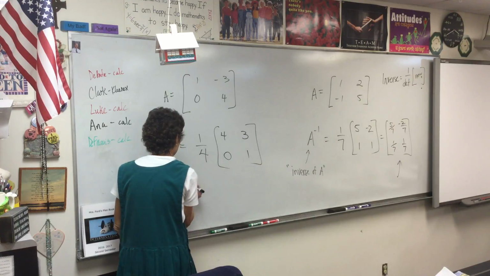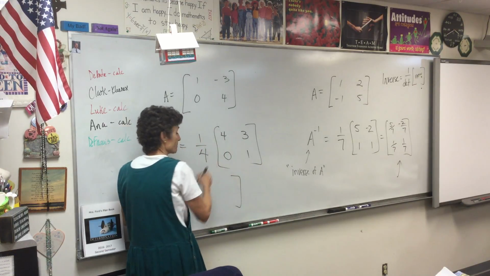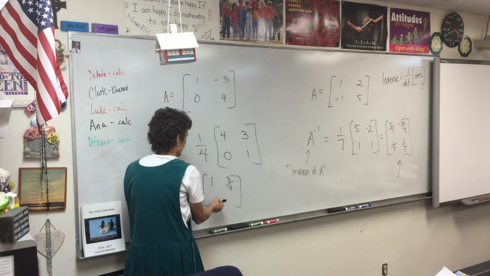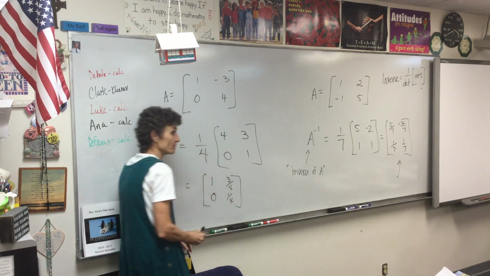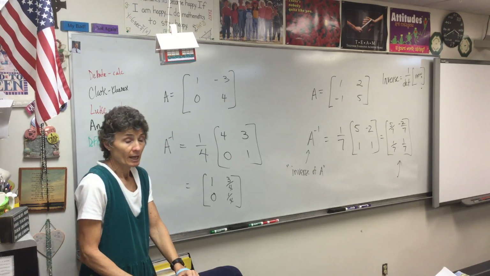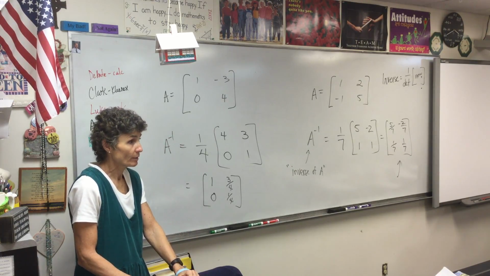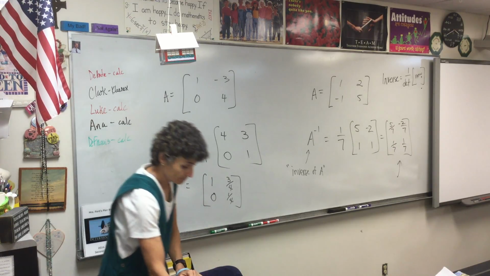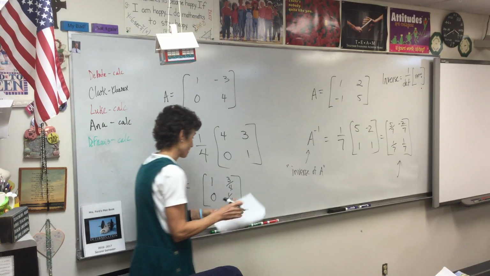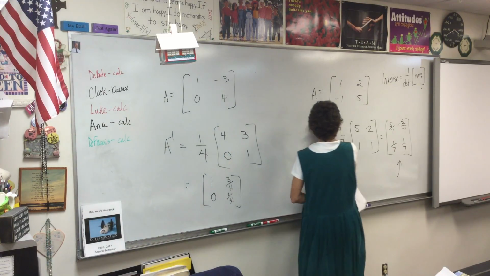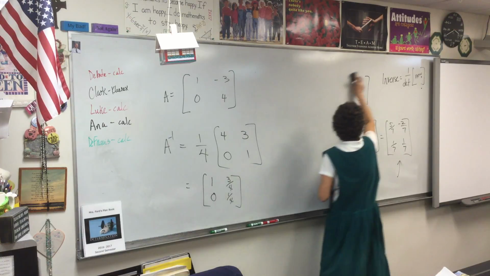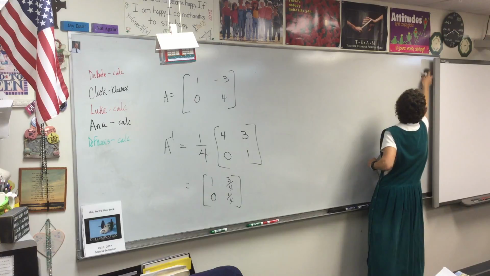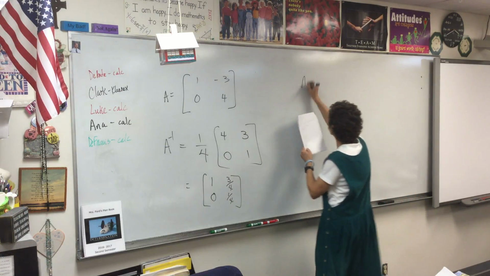And then I distribute. So what's 1/4 times 4? 1. 3/4. 0. 1/4. And that's all there is to it. That's the inverse of matrix A. All right, I'm going to do one more with you, and then you'll try one on your own. Here we go.